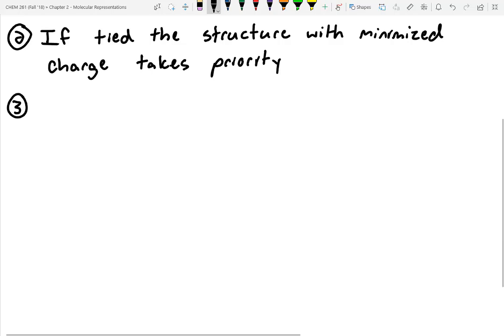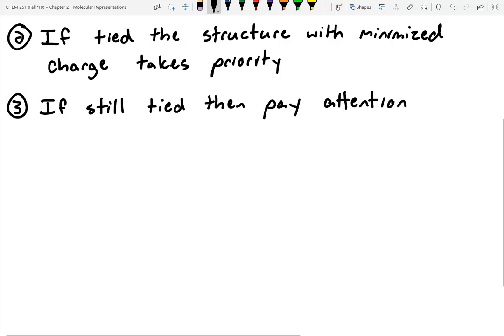Third one is if there's still a tie. So if still tied, then pay attention to electronegativity. And what I mean by that is the more electronegative atoms prefer to carry a negative charge if you're still tied at that point. All right?